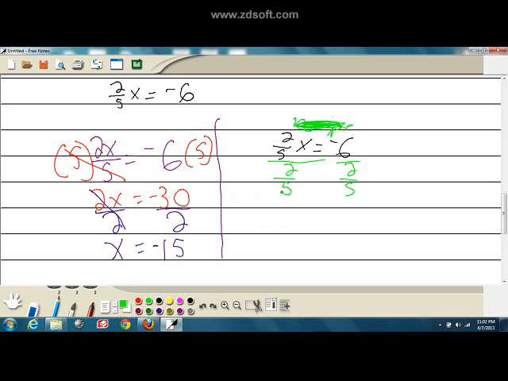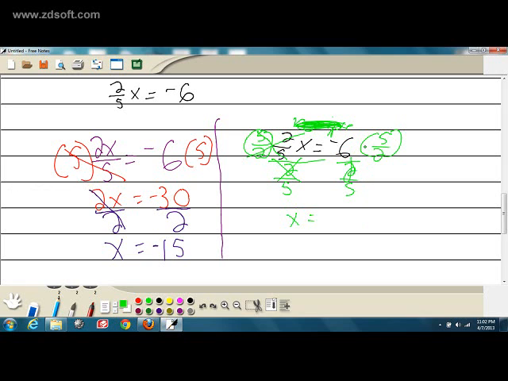So we have to multiply by the reciprocal. Reciprocal is just the fancy way of saying, hey, let's just flip the fraction. Whatever's on top goes to the bottom, and whatever's on the bottom goes to the top. So we're going to multiply by 5/2. What do you do to one side? You do to the other. Now you have a 5 on top, 5 on bottom, that cancels out. You have a 2 on top and 2 on bottom, that cancels out. So now you're left with x.